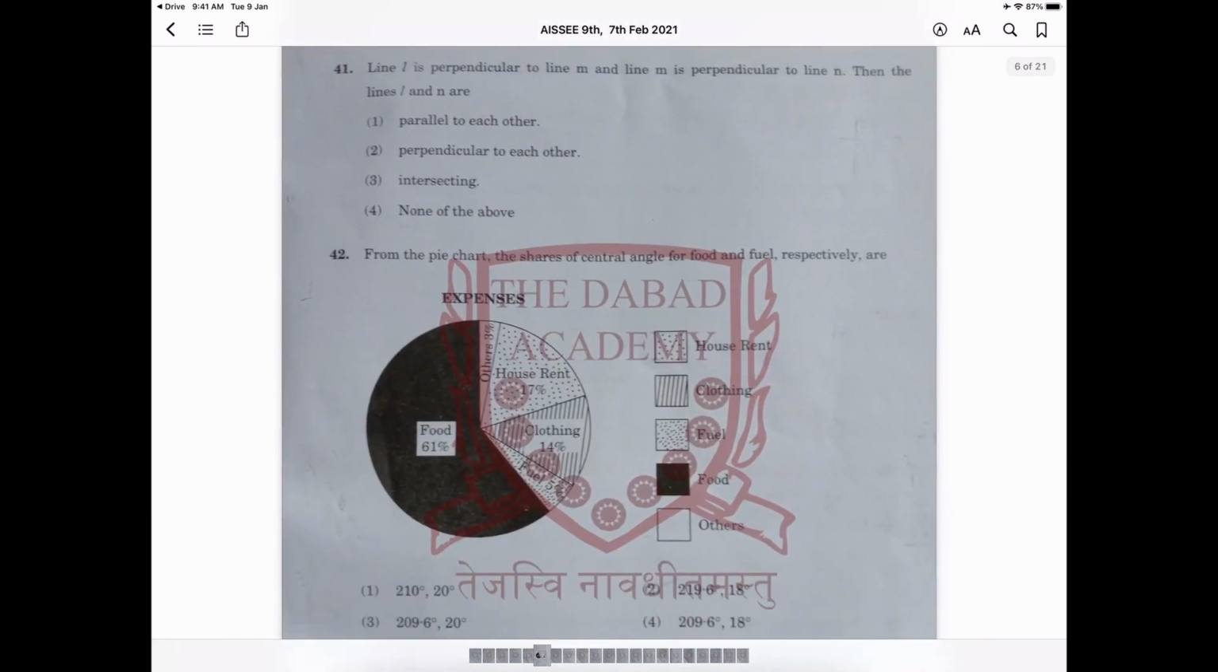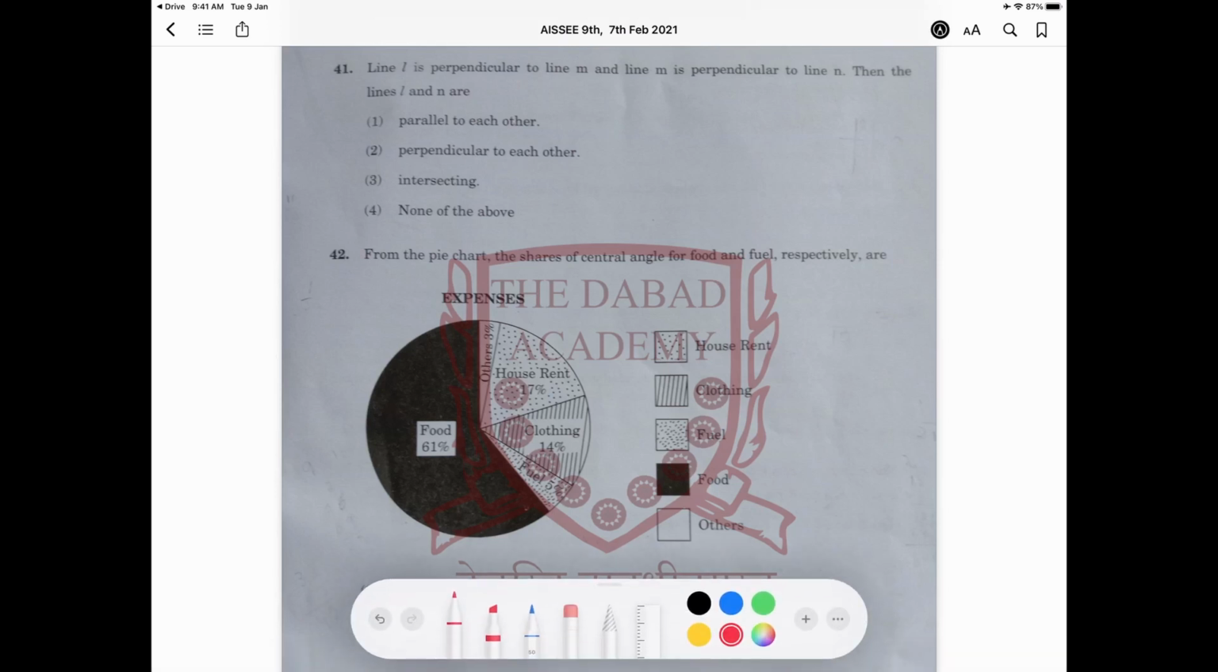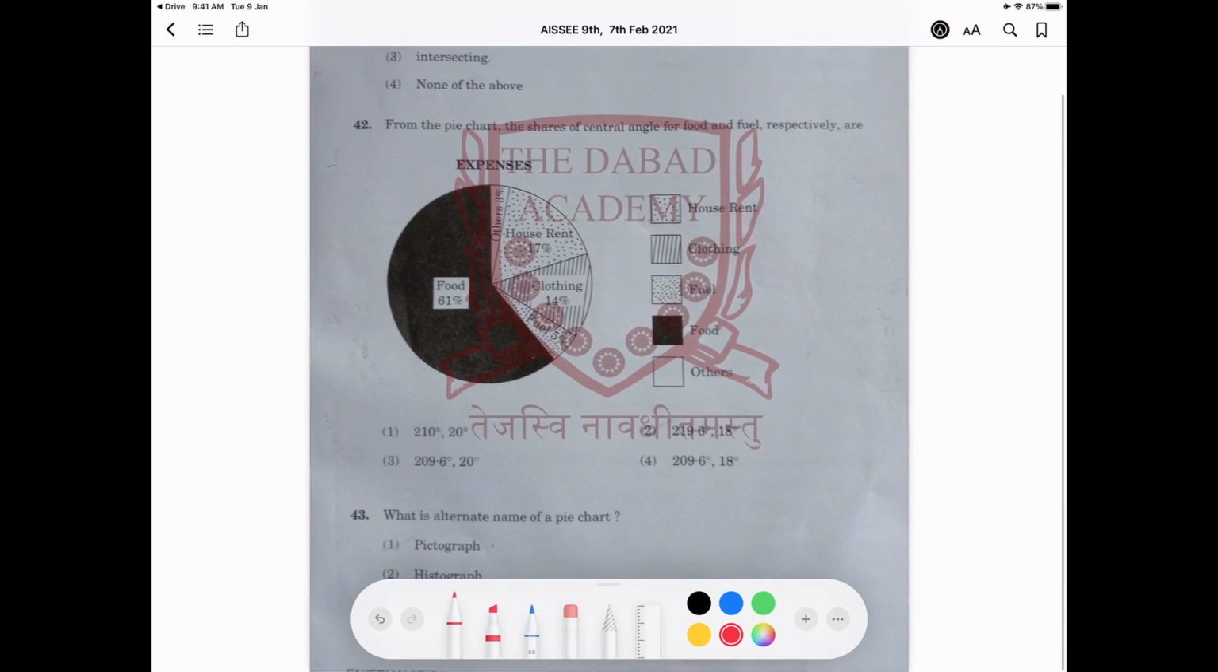In question number 41, if line L is perpendicular to line M and line M is perpendicular to line N, then the lines L and N are parallel to each other. So it's a basic question on lines and angles. In question number 42, the correct answer is 219.6 and 18 degree. Option number 2 is the correct answer.